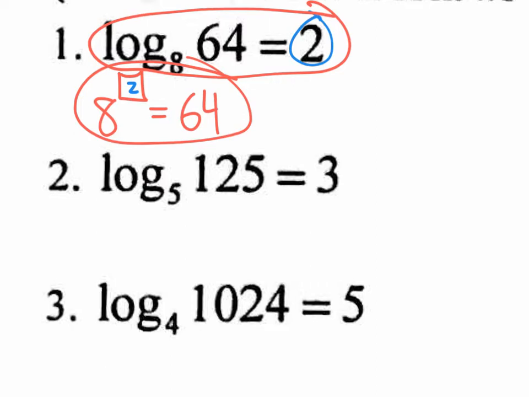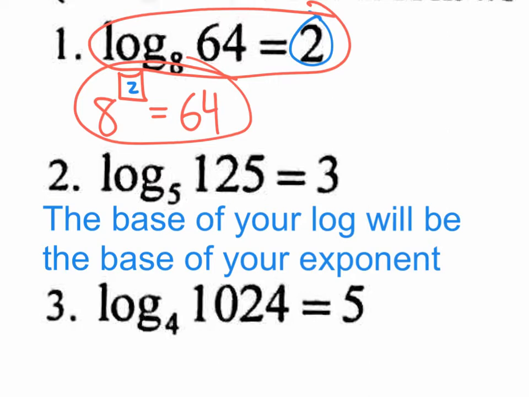I guess the key thought here is the base of your log will be the base of your exponent. That's what I meant to say. Okay, the base of your log will be the base of your exponent. So your base is 5 right here. When you write it in exponential form, your base is going to be 5, not the exponent. So the base is 5. Your exponent, if you want, leave it blank for a while. You know your answer has to be 125.